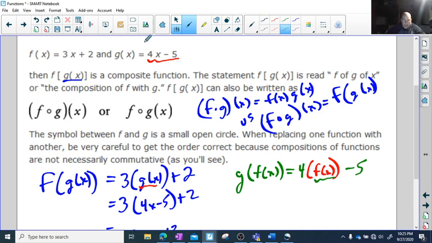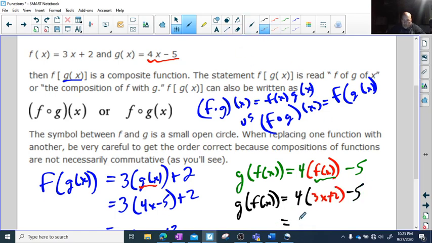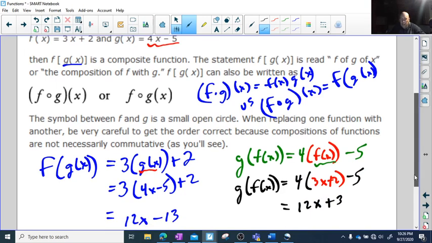Then we replace f of x with what f of x is equal to, which is 3x plus 2. So this g of f of x will equal 4 times 3x plus 2, which is the value of f of x, minus 5. And now we would just multiply this out. So 12x plus 8 minus 5, 12x plus 3. That's g of f of x.